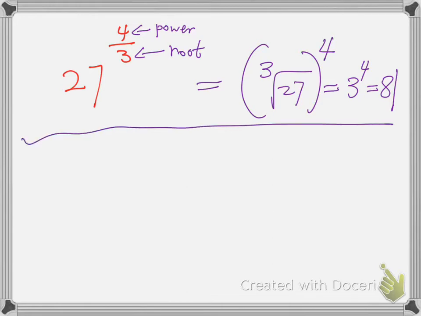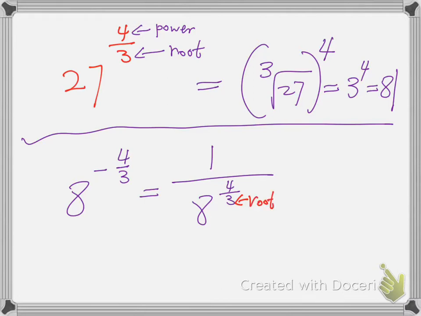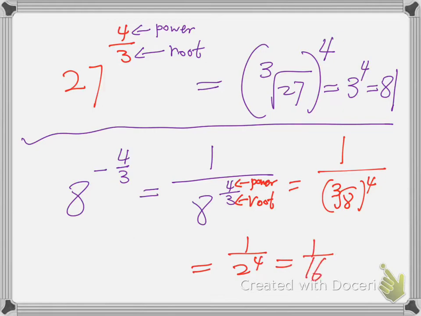Next example. We want to know 8 to the negative 4 over 3's power. From the definition, first we look at 1 over the positive rational power. The 3 down here means root, just like the previous example, and the 4 means power. So this is 1 over the cube root of 8 and then the 4th power. What's the cube root of 8? 2. So this is 1 over 2 to the 4th power, so it's 1 over 16. This negative sign just means you put the whole rational power in the denominator.